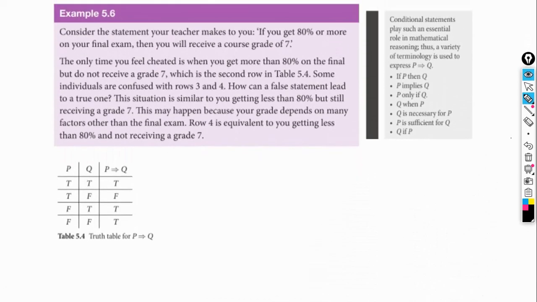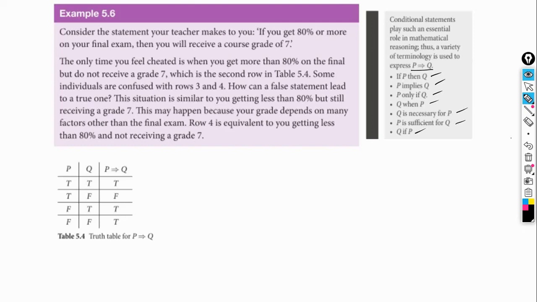Conditional statements play such an essential role in mathematical reasoning that a variety of terminology is used to express if P then Q. So we have if P then Q, or P implies Q, P only if Q, Q when P, Q is necessary for P, P is sufficient for Q, Q if P.